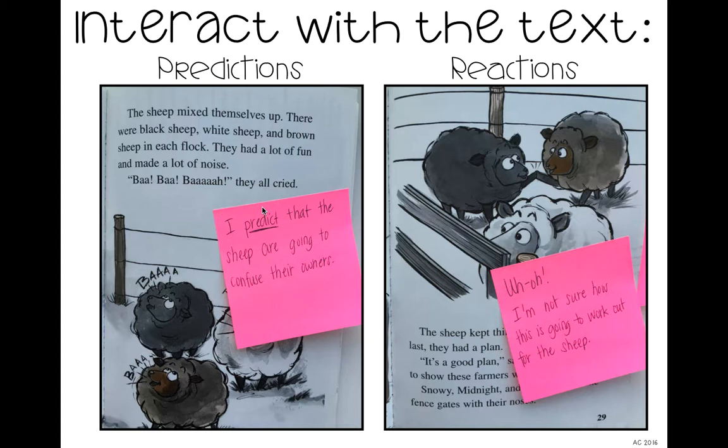Another way to interact with the text is having students write reactions. So again, you might have them stop after a certain page and say, I want you to write what you're thinking so far about the characters or the setting or what's happening in the story. So here in this example on the right, it says, uh-oh, I'm not sure how this is going to work out for the sheep. So the kids would actually be thinking about the text and reacting to it in that way. And it's just a simple, quick little thing that they can write down.